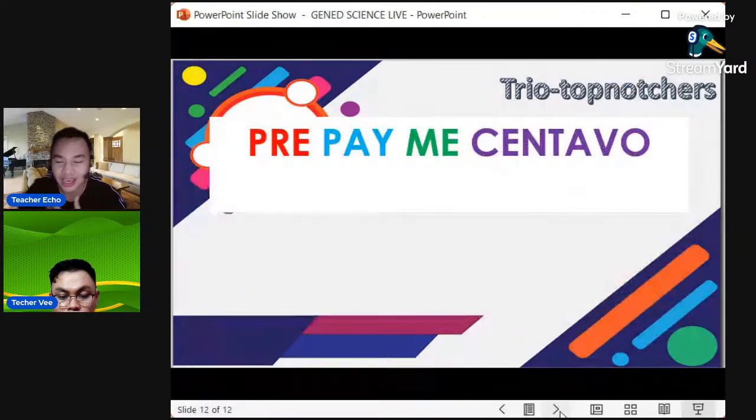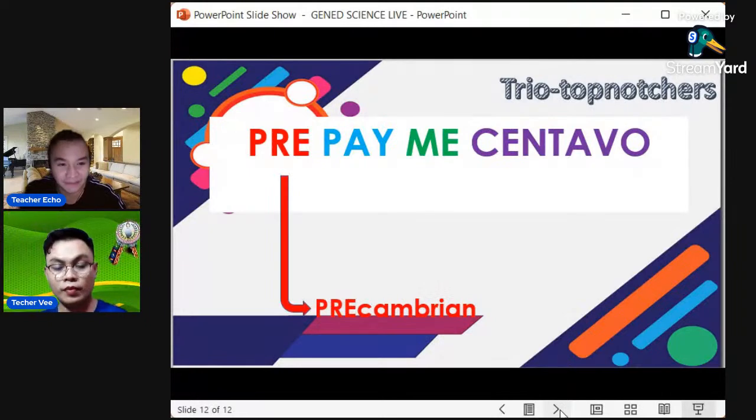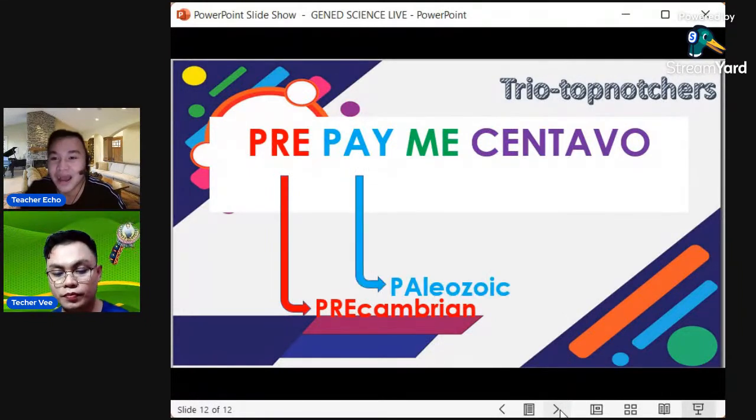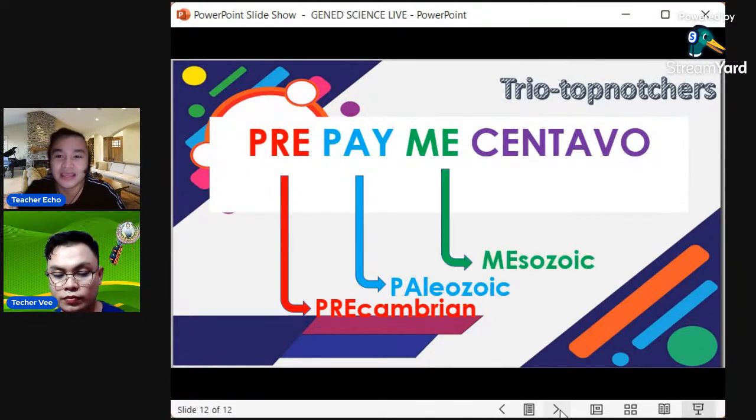Ito po yung mnemonics natin. So, meron kang pare. Pare or pre, pay me centavo. Pre, pay me centavo. What is pre? Pre is Precambrian. Pay is Paleozoic. Me is Mesozoic. And centavo is Cenozoic. Madali lang. Again, pay me centavo. Precambrian, Paleozoic, Mesozoic, and Cenozoic.